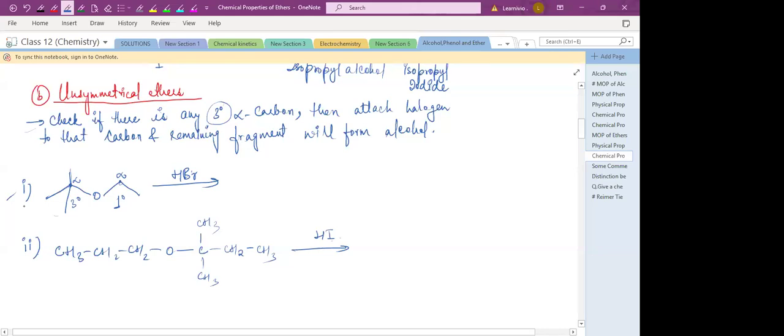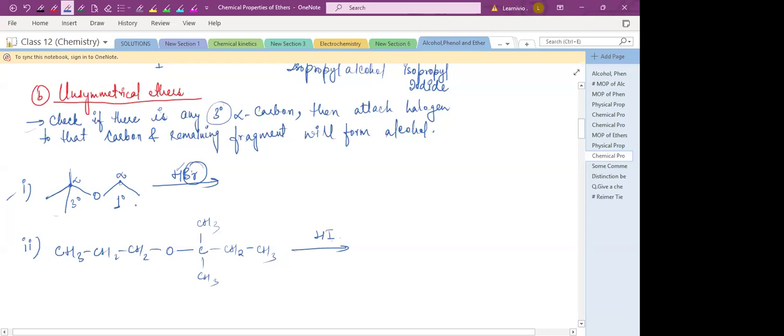So first of all, whenever there is an unsymmetrical type of ether and you have to treat it with a halogen acid, the reagent given as a halogen acid, you have to check if there is any tertiary alpha carbon or not. If there is a tertiary alpha carbon, attach the halogen group, this bromine group, to the tertiary alpha carbon.